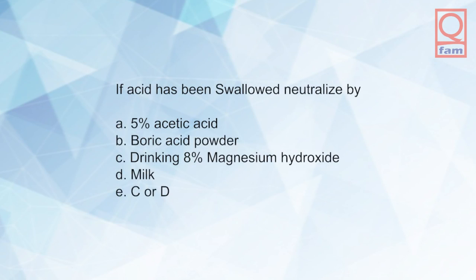If acid has been swallowed, neutralize by A. 5% acetic acid, B. boric acid powder, C. drinking 8% magnesium hydroxide, D. milk, E. C or D. The answer is E, C or D.